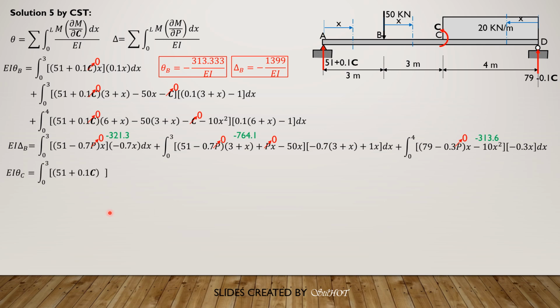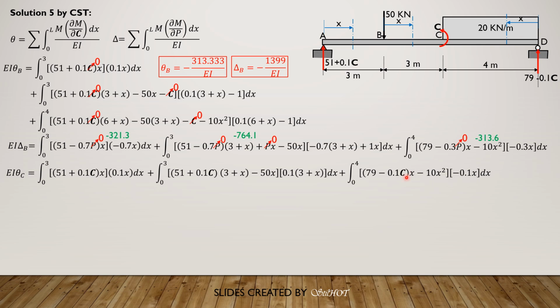So EI theta C equals integral 0 to 3 of 51 plus 0.1 C x times the derivative, which is 0.1 x dx. The moment here is 51 plus 0.1 C quantity x, so the derivative is 0.1 x dx. Plus integral 0 to 3 of quantity 51 plus 0.1 C times 3 plus x minus 50x, derivative is 0.1 times 3 plus x dx. Then plus the third term, integral of quantity 79 minus 0.1 C times x minus 10x squared, the derivative is negative 0.1 x dx. So we set the value of C to 0 prior to integration.